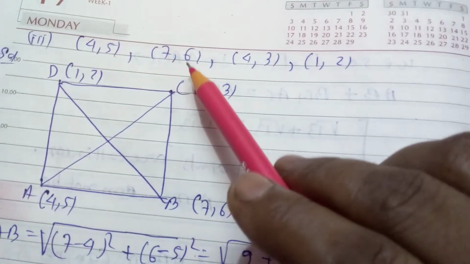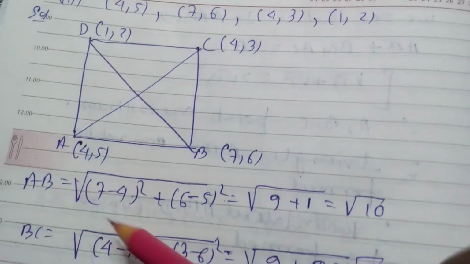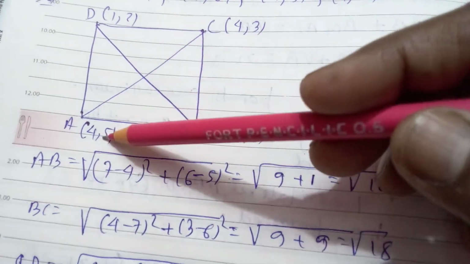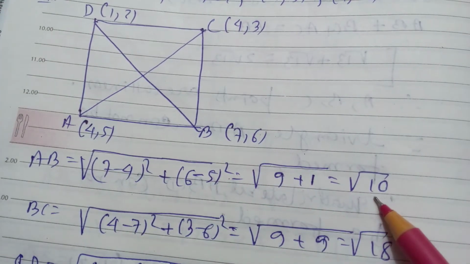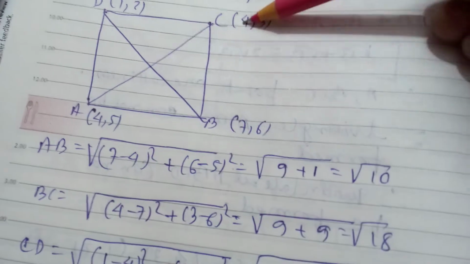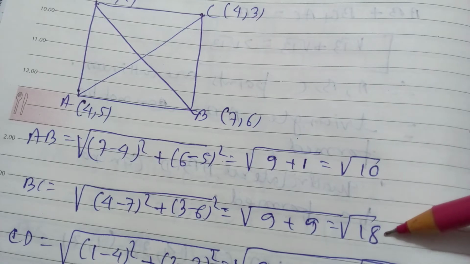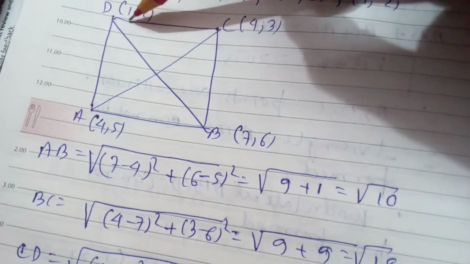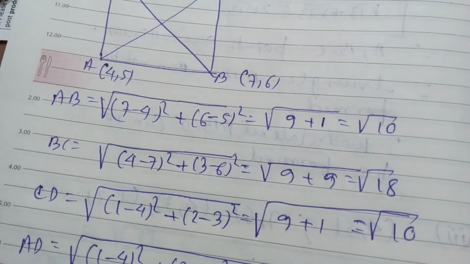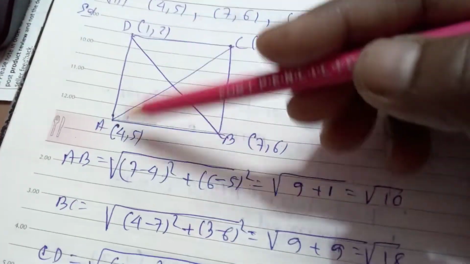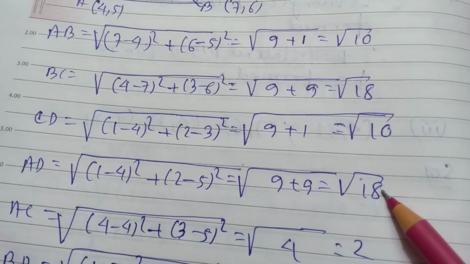Here also the coordinates of 4 points are given. Same math. I have done AB equal to 7 minus 4 square plus 6 minus 5 square. After calculation we get root 10. And BC: 4 minus 7 square plus 3 minus 6 square. After calculation you will get root 18. And CD: 1 minus 4 square plus 2 minus 3 square, 9 plus 1, root 10. And AD: 1 minus 4 square plus 2 minus 5 square equal to 9 plus 9, root 18.